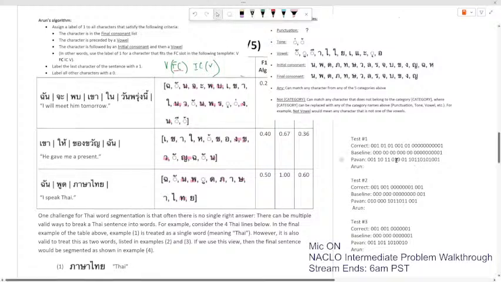All right, let's go. So the character is not preceded by a vowel. Or is it? It is actually. Character is preceded by a vowel followed by an initial consonant and then a vowel, no. Right? So that won't work. Let's try this one. Preceded by a vowel.